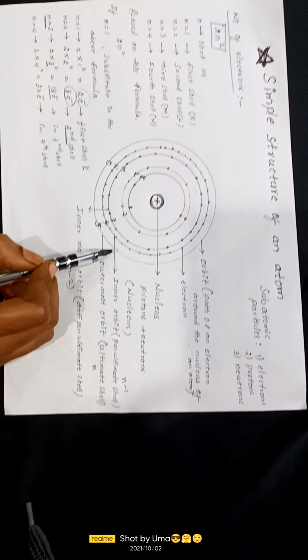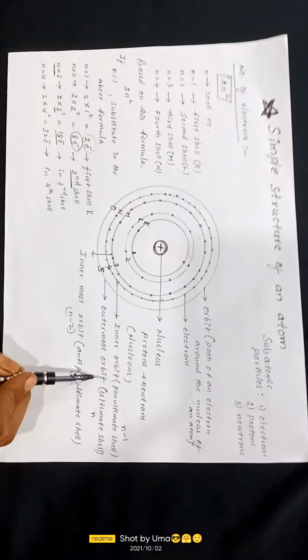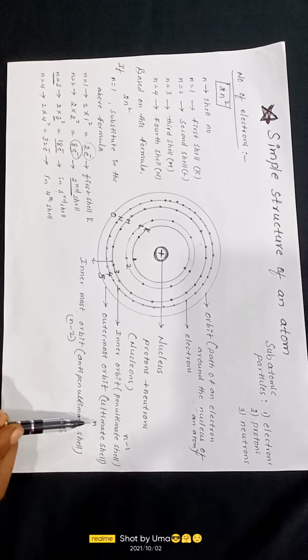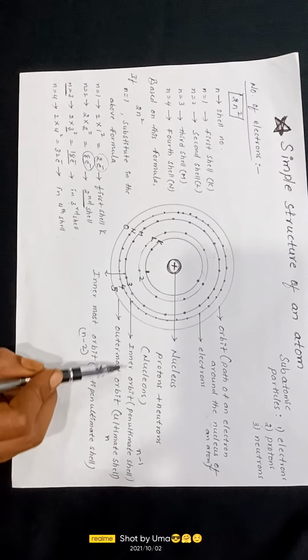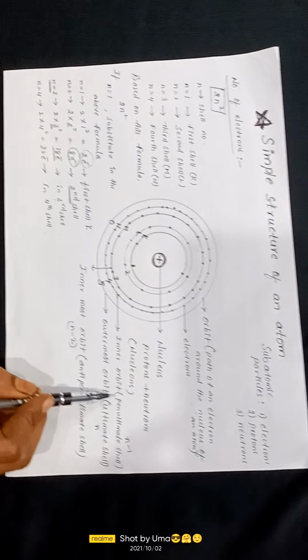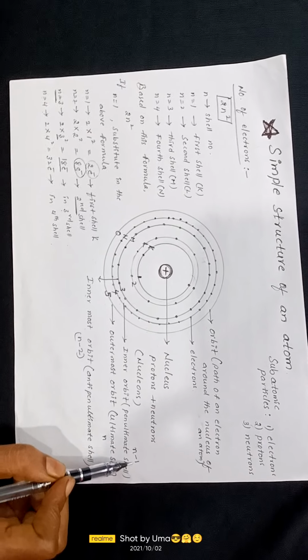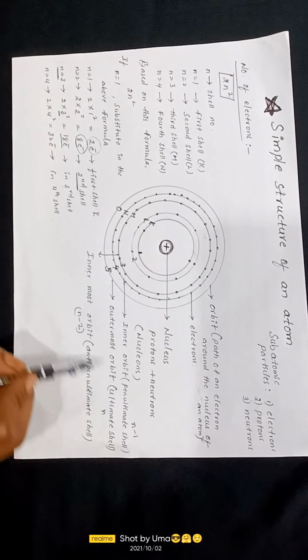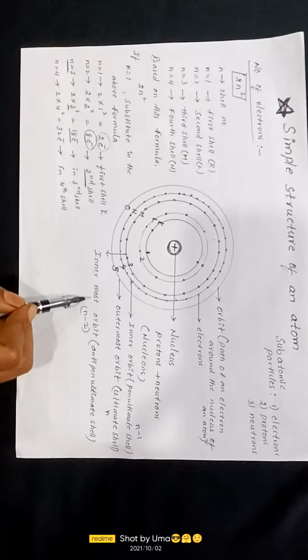Here, the shell which is far away from the nucleus is called the outermost orbit, which is known as the ultimate shell, denoted by N. The shell before the outermost shell is known as the inner orbit or penultimate shell, also called the N minus 1 shell. The shell before the penultimate shell is known as the anti-penultimate shell, which is known as the innermost shell.